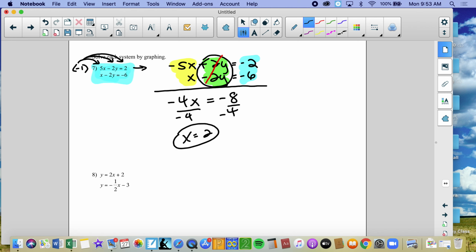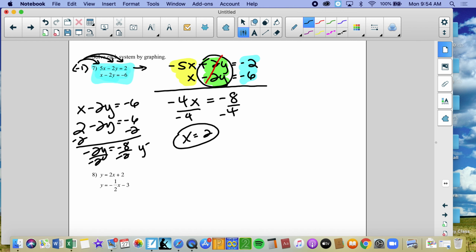So we've solved one portion of this, and then we're going to take this and plug it back into one of these two original equations. I'm going to use x minus 2y equals -6. I'm going to plug in 2 for x, and then solve for the variable y. -2y equals -8, divided by -2, y equals +4. So this is a point, a coordinate. I'm provided an x and y coordinate: 2, 4.